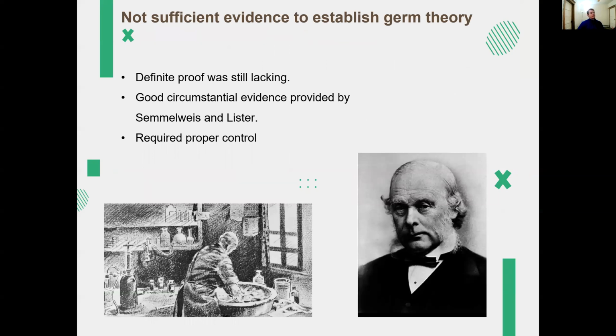Frustratingly enough, though, at this point, there was still not enough evidence to establish the germ theory of disease. Lister and Semmelweis provided good anecdotal and circumstantial evidence for germ theory, but did not provide definitive proof. These experiments were very much circumstantial, meaning they were not properly controlled. They weren't conducted in a controlled environment where other variables couldn't potentially interfere with the results. So we needed someone to come along with a properly controlled investigation.